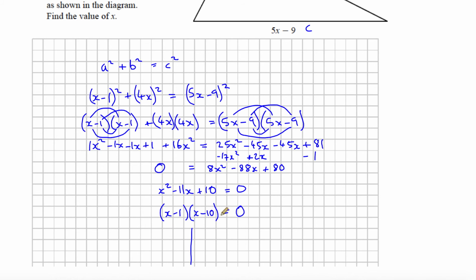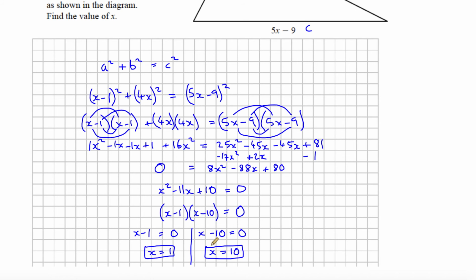well, if a bracket by a bracket is 0, then one of the brackets must be equal to 0. So we set both of them up. Let each bracket equal 0. If x minus 1 was 0, that means x would be 1. So that's one possible answer. And if x minus 10 was 0, x would be 10. That's another possible answer.